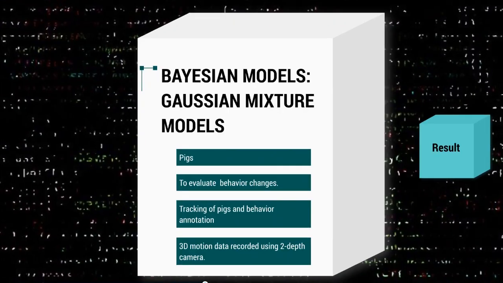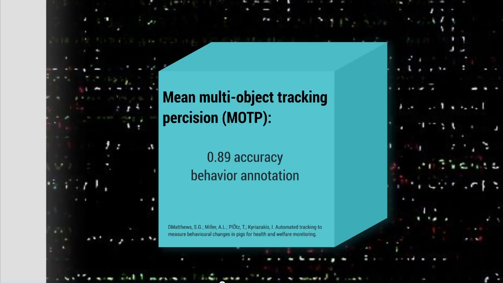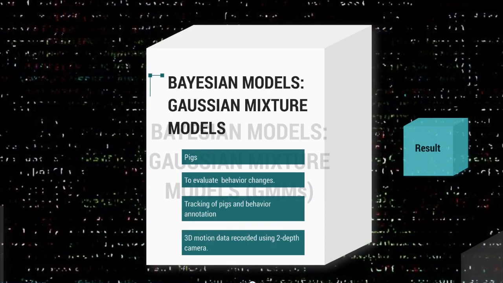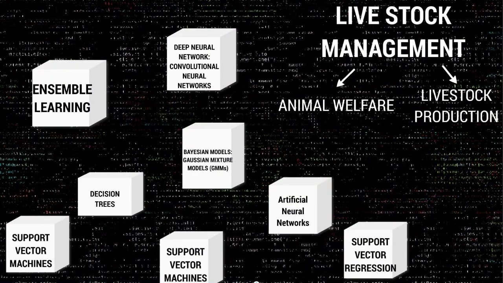To track and evaluate the behavioral changes in pigs, a Bayesian Gaussian mixture model is being used in this study. The 3D motion data is recorded using a depth camera. The mean multi-object tracking precision reached up to 0.89 accuracy in behavior annotation. Now, I'll proceed to the livestock production part.